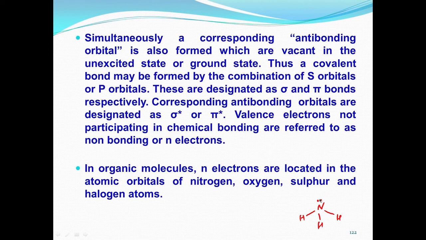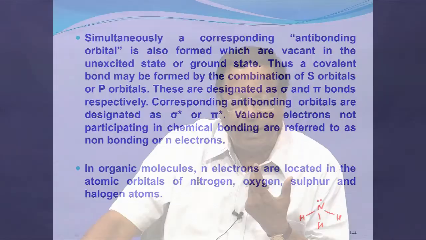So, what are the elements which have non-bonding electrons? These include nitrogen, oxygen, sulfur, halogen atoms and several other elements in the periodic table, but in general in organic substances we normally come across nitrogen, oxygen, sulfur and halogen atoms. So, all these atoms will have non-bonding electrons or n electrons in their functional groups.